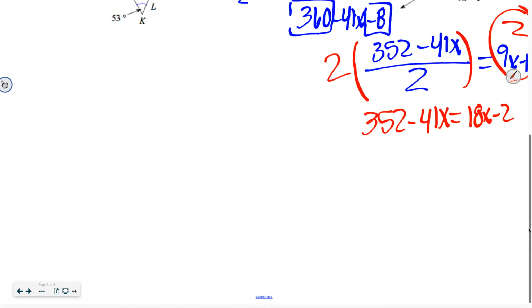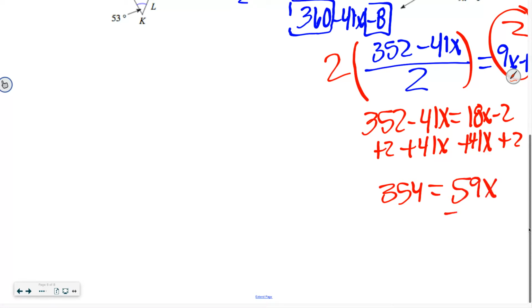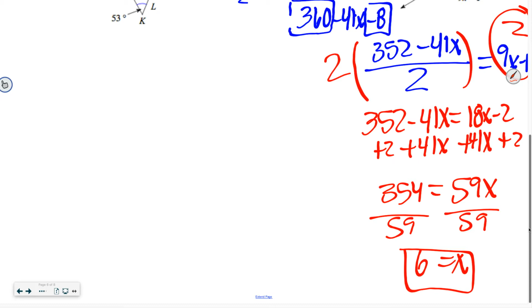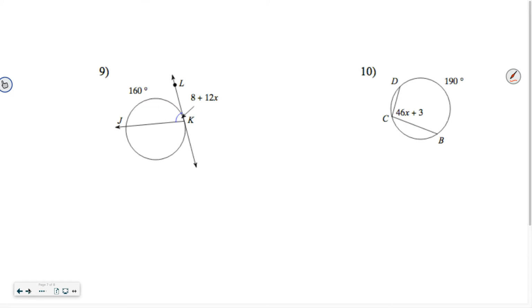So working this out now mathematically, I'm going to add 41x to both sides, and I'm going to add 2 to both sides. So I get 354 equals 59x. Now I'm going to divide both sides by 59. 354 divided by 59. And I get 6 equals x. Oh, it came out nicely. I didn't know if it would, but it did. So that's how you figure it out. So that's one problem where the vertex was on the circle. All right. 2 more problems.